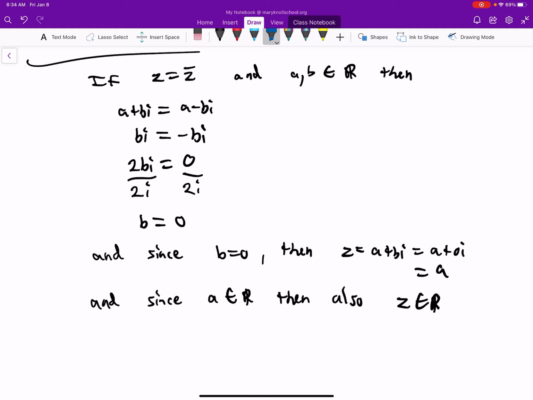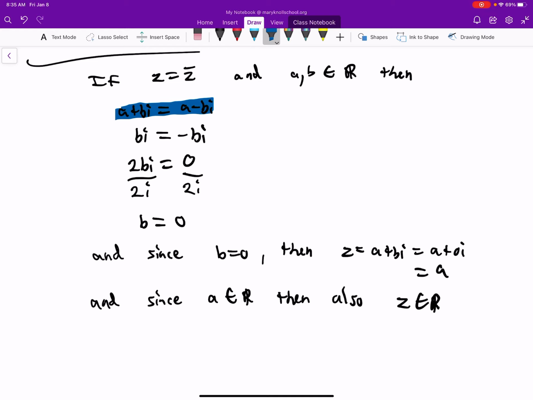Now we need to prove it the other direction. If z and z conjugate are equal, then that must mean that z and z bar are real numbers, or a is a real number. So first thing we do is set them equal to each other, because that we know is true. And remember the if and only if argument goes both ways.